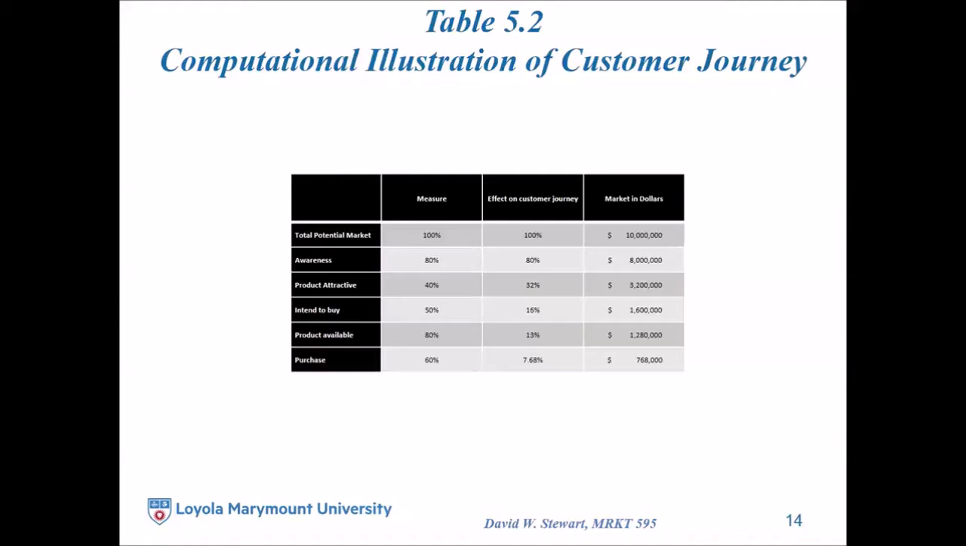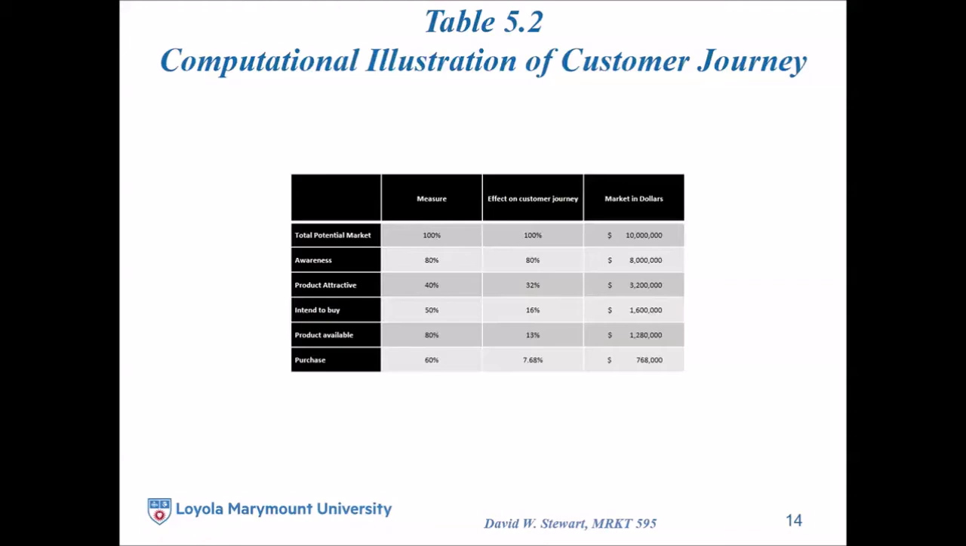So here's an example just of using the information. You've seen this in other forms already. Total market potential is $10 million, 100% of the market. Only 80% are aware of us. So suddenly our available market is only $8 million. Of those who are aware, only about 40% think our product is attractive. So suddenly our available market is down to 3.2 million.